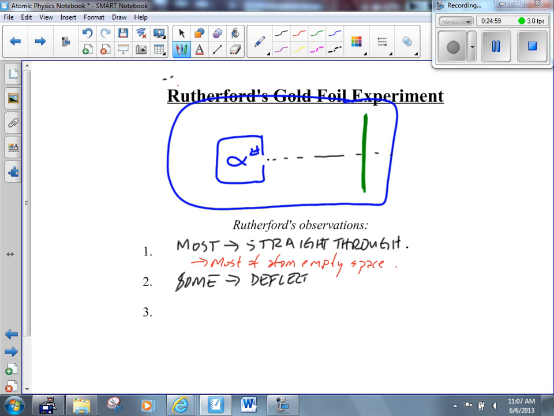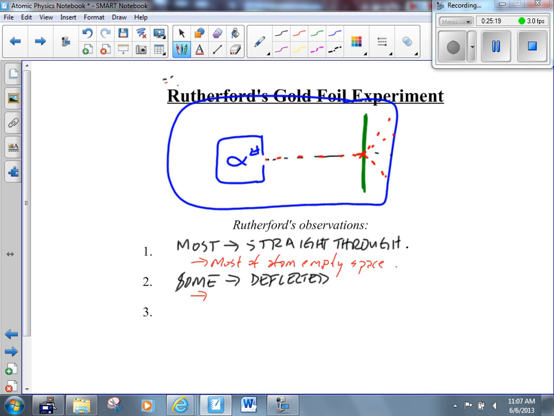So instead of going straight through, they did go through, but they ended up going up like this, or down like this, or up a little bit further. That told Rutherford and his assistants that there was something in the way. It's not all empty space. There's got to be something in the way that's causing these things to be deflected.